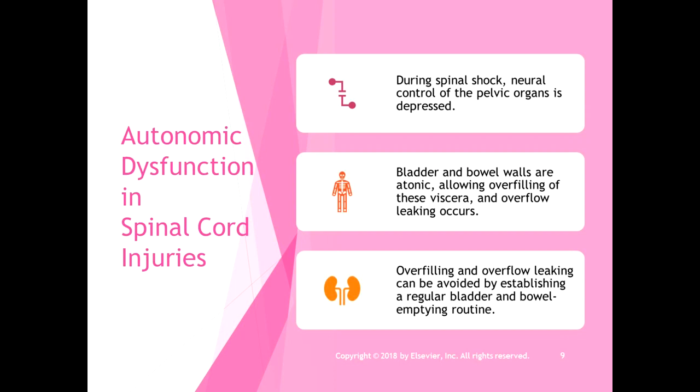During spinal shock, neural control of pelvic organs is depressed. So bowel and bladder walls are atonic, allowing overfilling of the viscera, and overflow leaking occurs. Overfilling and overflow leaking can be avoided by establishing a regular bladder and bowel emptying routine. This is done in acute care and inpatient rehab. Because of the autonomic dysfunction, the person has to learn to self-catheterize.